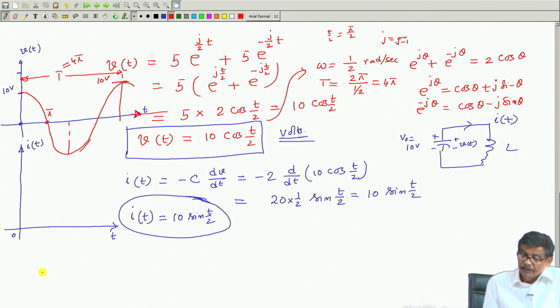Now, capacitor voltage V(0 minus) was 10 volt. Then from that it started oscillating sinusoidally, co-sinusoidally like this. What about current? Current, if you see, it is a sine function, sine t by 2. So, the current waveform will be like this if you sketch it.